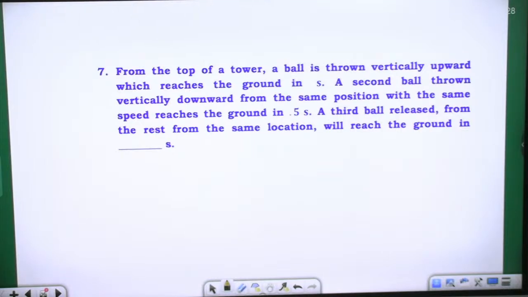From the top of a tower, a ball is thrown vertically upward, which reaches the ground in... the question is missing again. So let's try to look at the 7th question. Mr. Nitish Patel, you can give the exam, but you need to be focused enough so that you can get a good score.